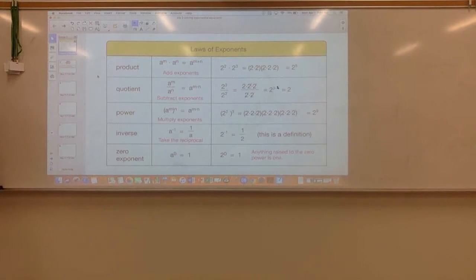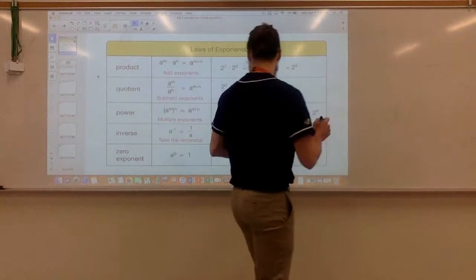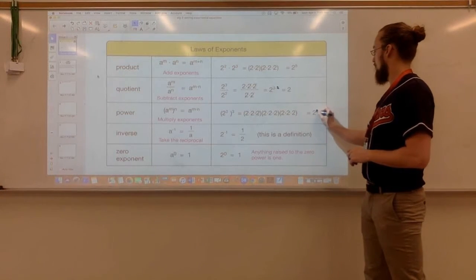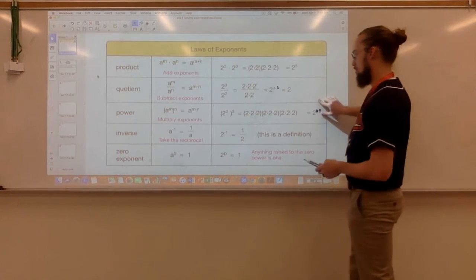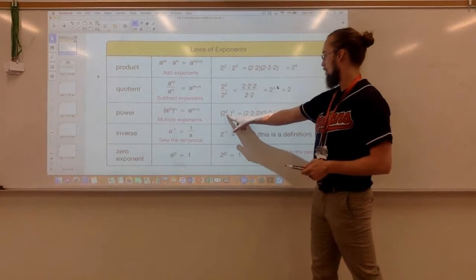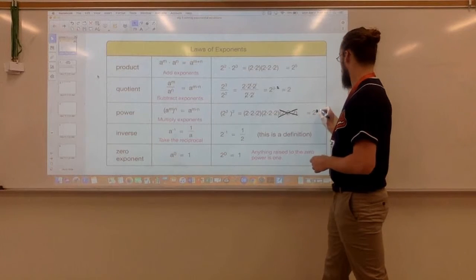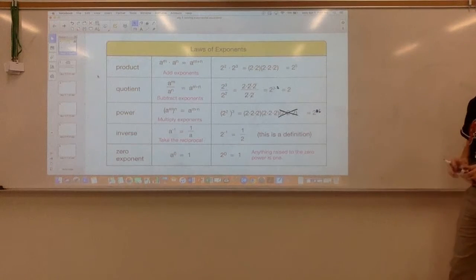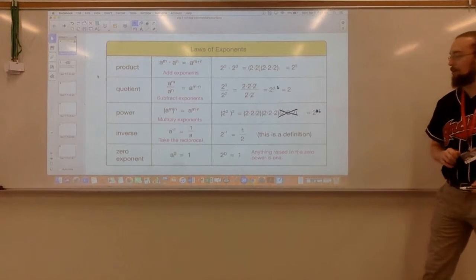If I am raising a power to a power, then I would multiply the exponents together. So 2 squared to the 3rd power. This is full of errors, isn't it? That should say 2 to the 8th power. Who made these? Hold on, wait a minute. That should not be the 8th power. This is all kinds of wrong. This should be to the 6th power, and we would multiply 2 times 3 and get the 6th power.